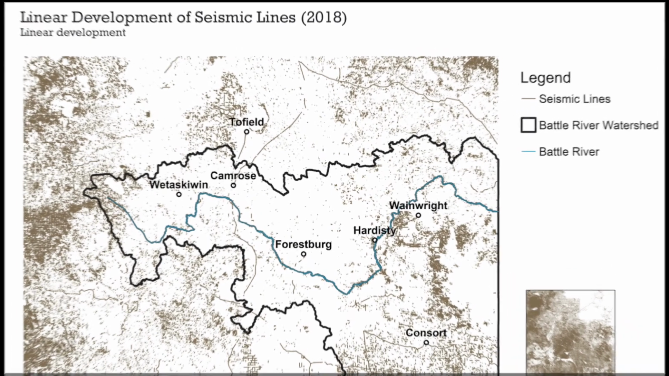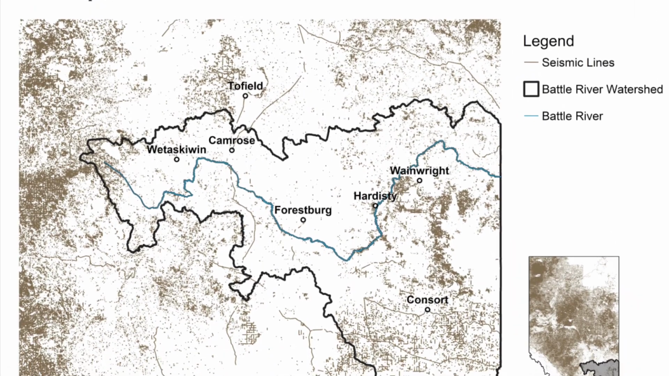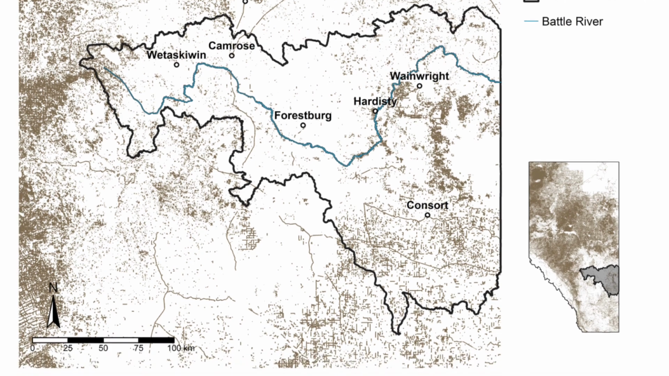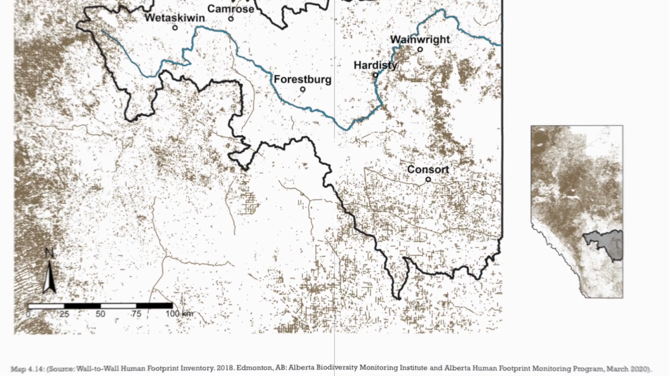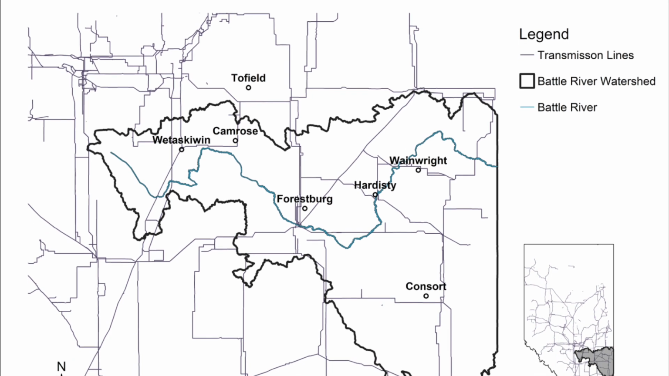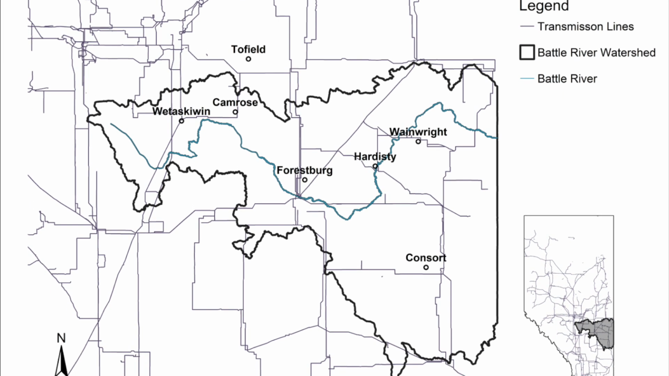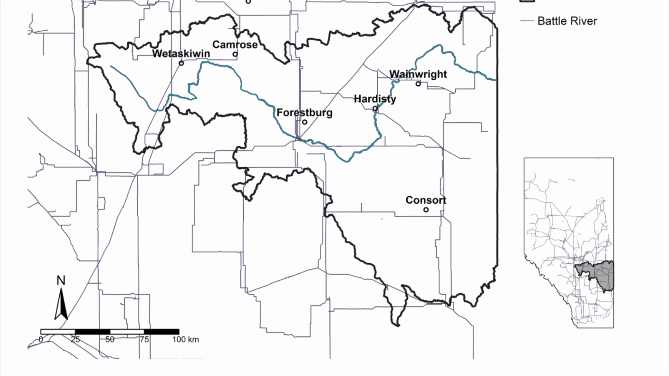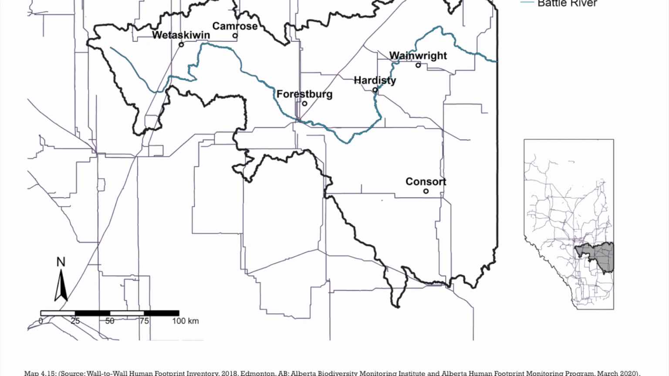The next map shows the linear development of seismic lines for the study area. Seismic lines are a type of linear development common in Alberta with its heavily developed oil and gas economy. The following map shows the linear development of transmission lines in the Battle River Watershed study area, using data from the Alberta Biodiversity Monitoring Institute and the Alberta Human Footprint Monitoring Program.